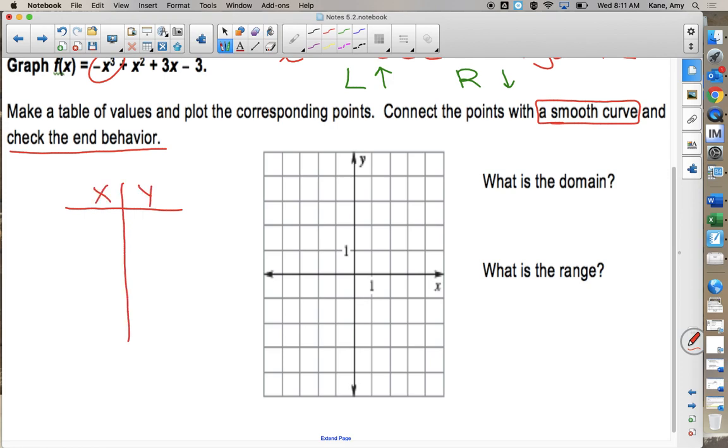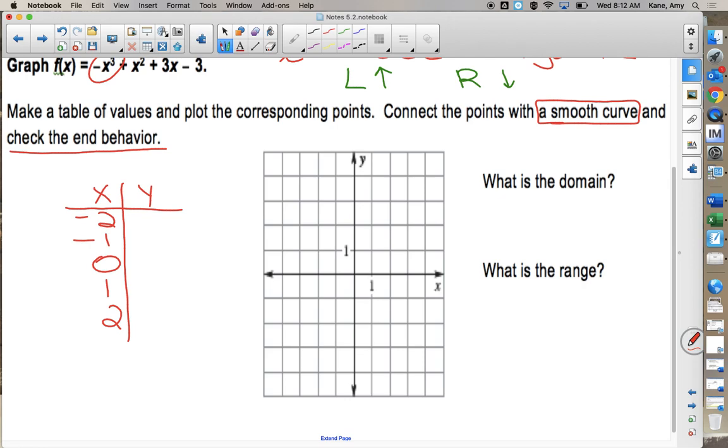So, making a table of values. What would be some good numbers to pick for a table of values? Nina, what do you think? 0. All right, so 0 is a good one to pick. What other numbers would be good to pick? Sadie, what else? 2, 1, -2. Yeah, those are usually good 5 numbers.